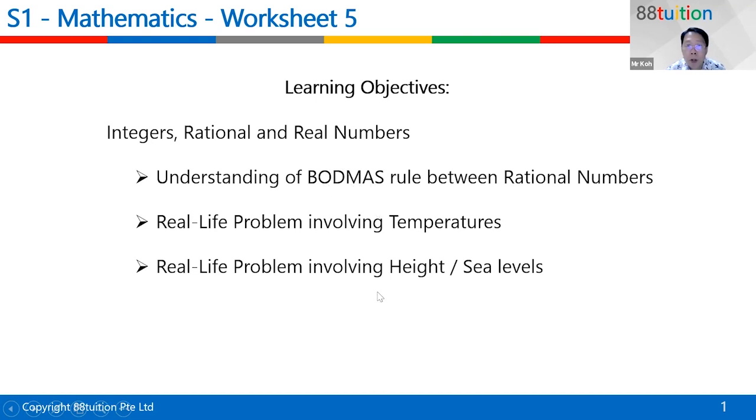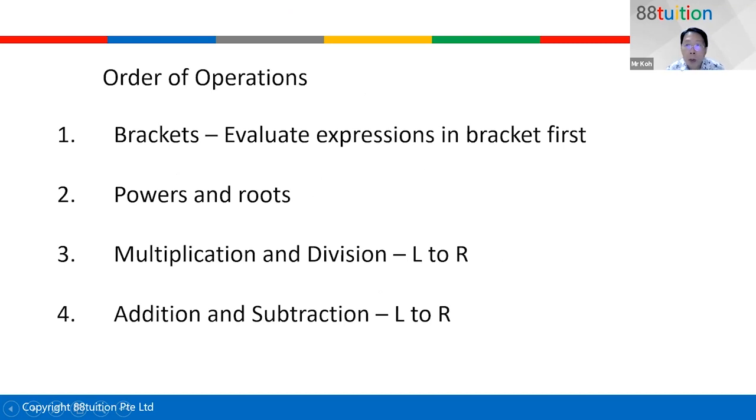What is the order of operations? In primary school, you learn that you will do the bracket first. But in secondary school, now you actually have a bracket within a bracket. So things like this. When you have a bracket within brackets, you will do the inner bracket first, and then you extend out. So that's the first order, number one.